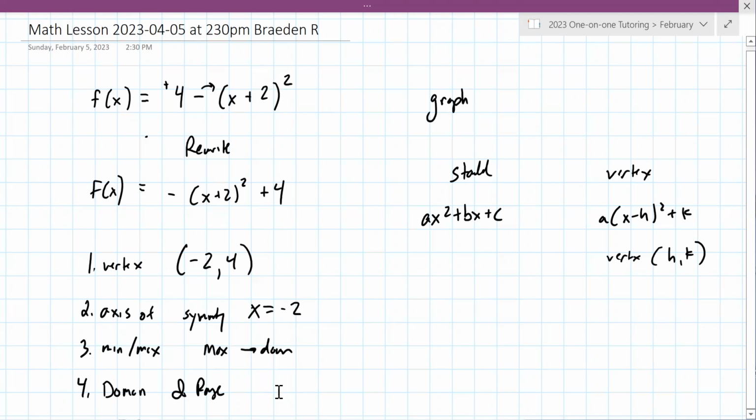So domain and range. Domain is all real numbers. Range is y is less than or equal to... it's the y value. What's the y value? Oh, of the vertex, so y is less than or equal to 4. Yes. Good. Okay, so good start here.